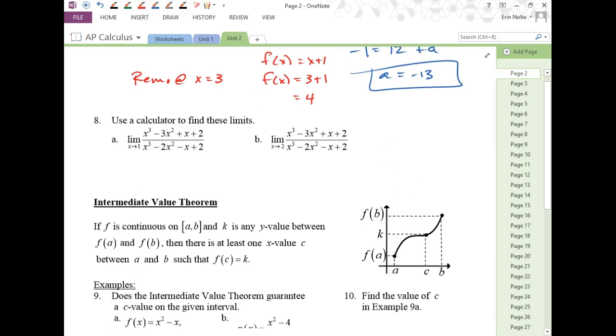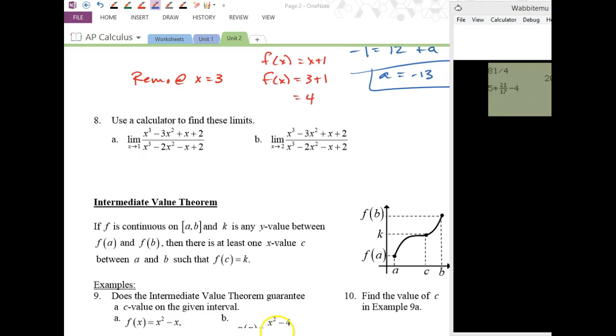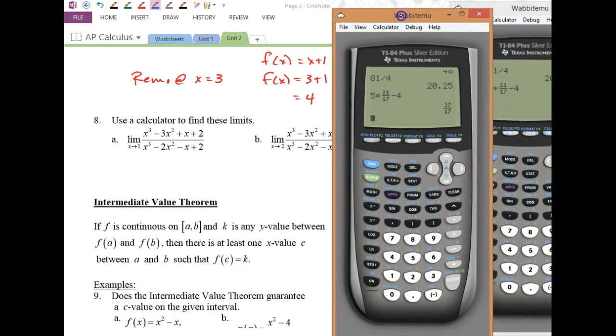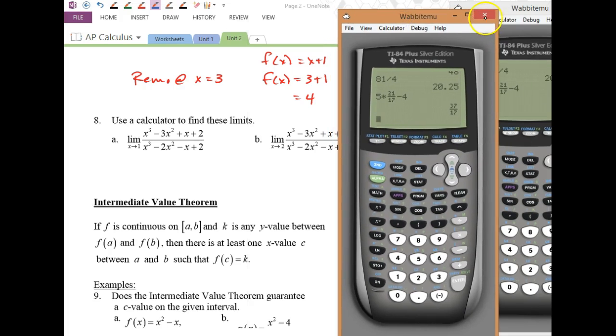Okay, number 8. How do I use a calculator to find limits? So if we pull up our Webbit, come on, Webbit. There it is.